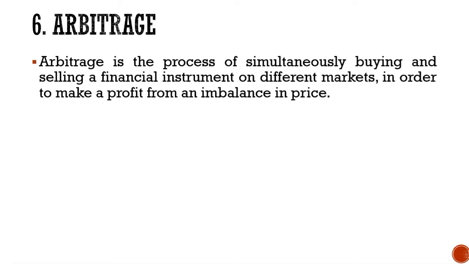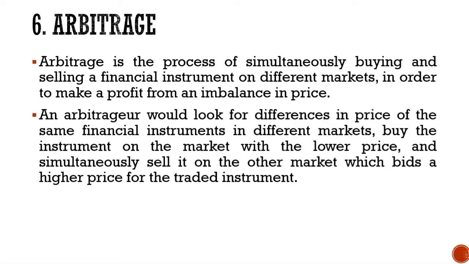The next type of transaction is the arbitrage. Now, arbitrage is the process of simultaneously buying and selling a financial instrument on different markets in order to make profit from an imbalance in price. An arbitrator would look for differences in price of the same financial instrument in different markets, buy the instrument on the market with the lower price, and simultaneously sell it on the other market which bids a higher price for the traded instrument.